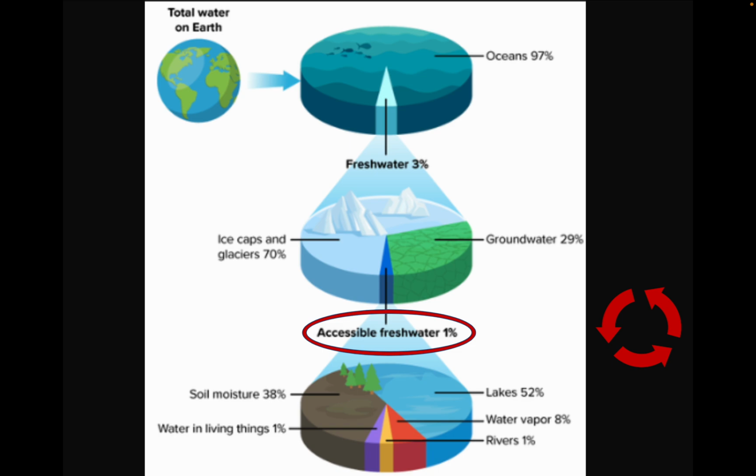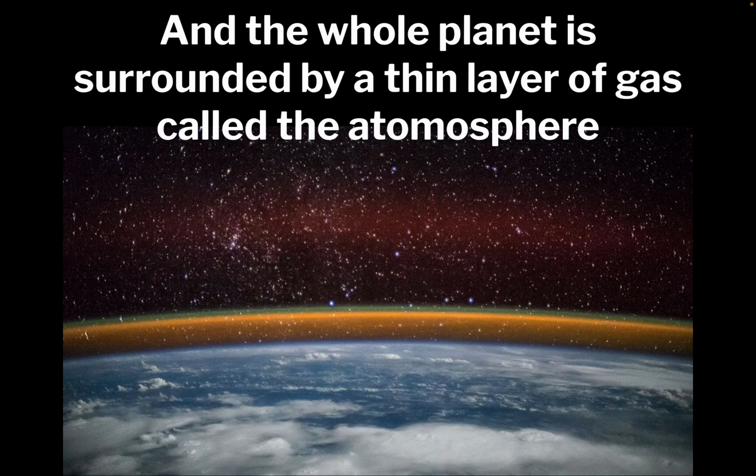And then we have water in living things. Our bodies are made up of water. Plants, animals, all living things have water in them. So that makes up about 1% as well. So it is remarkable how little water we actually have to drink, and yet it's enough. Sometimes not enough for everybody, but it's enough for us to be able to sustain life, to be habitable. Pretty cool. All right, let me keep going.